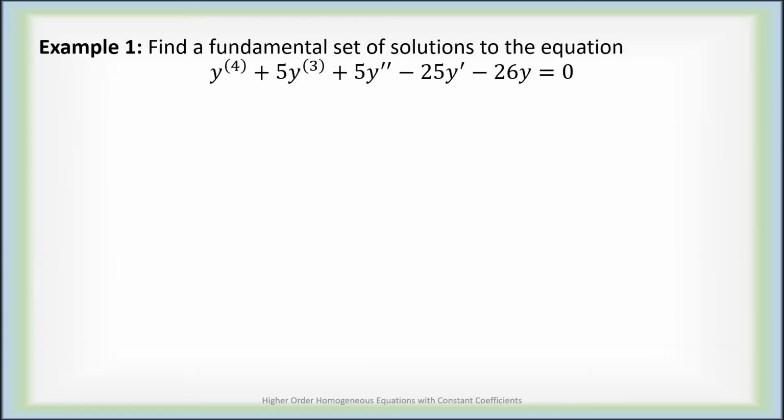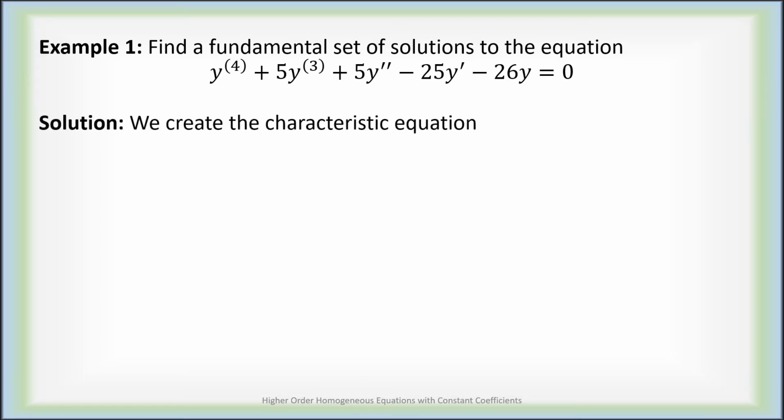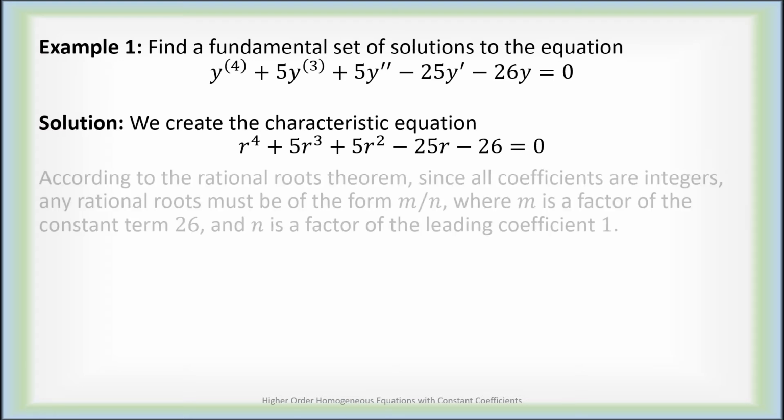As a first example, let's find a fundamental set of solutions to the given differential equation. Well, we start by making the characteristic equation, the characteristic polynomial, set equal to 0. However many derivatives of y we've taken, that's the power of r, including y itself being r to the 0, or just the constant. So we have r to the 4th plus 5r cubed plus 5r squared minus 25r minus 26 equals 0, and we need to now factor this polynomial.